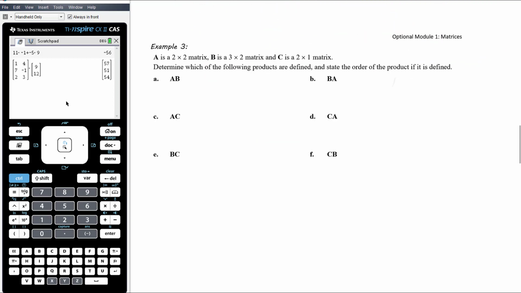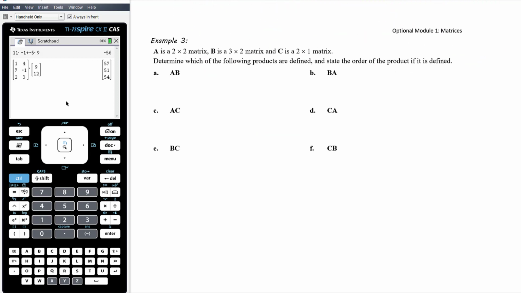Okay, example 3 here. A is a 2 by 2 matrix, B is a 3 by 2 matrix, and C is a 2 by 1 matrix. Determine which of the following products, product meaning a multiplication, when you find the product of two things, you multiply them together. Which of the following products are defined? State the order of the product if it is defined.